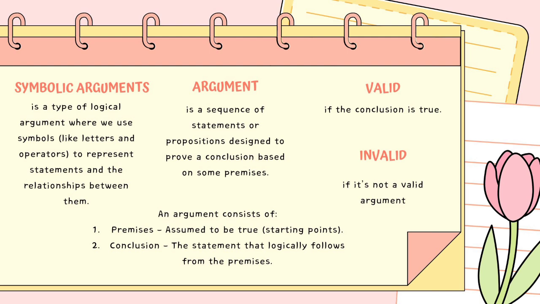So in arguments, there are two parts. It consists of premises and conclusion. Premises are assumed to be true, while ang conclusion naman is the statement that logically follows from the premises. So in arguments, there are two ways for you to consider it, valid and invalid. Valid if the conclusion is true, while invalid if it's not a valid argument.